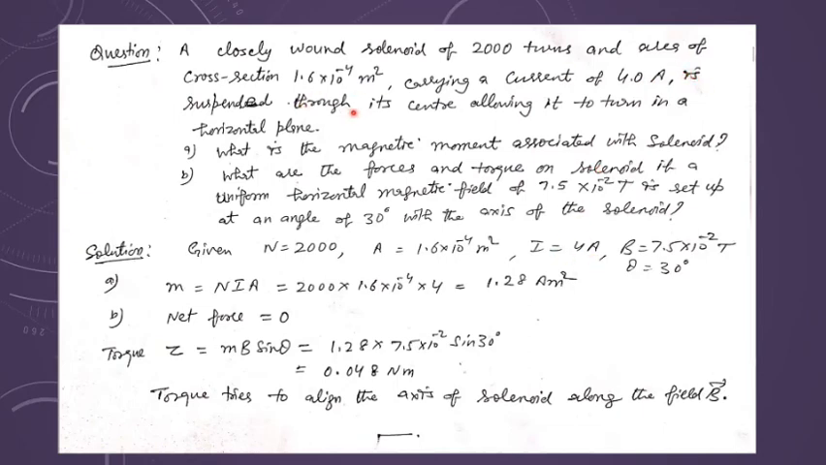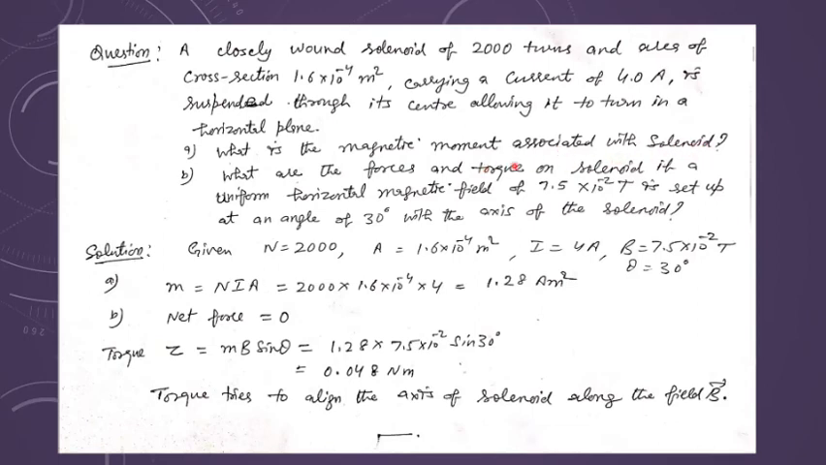The solenoid is suspended through its center, allowing it to turn in a horizontal plane. That you need to learn, that they are making the solenoid suspend in the horizontal plane. What is the magnetic moment associated with the solenoid?